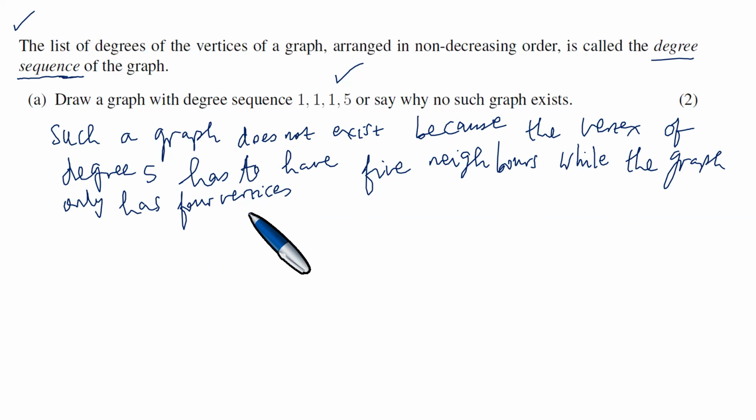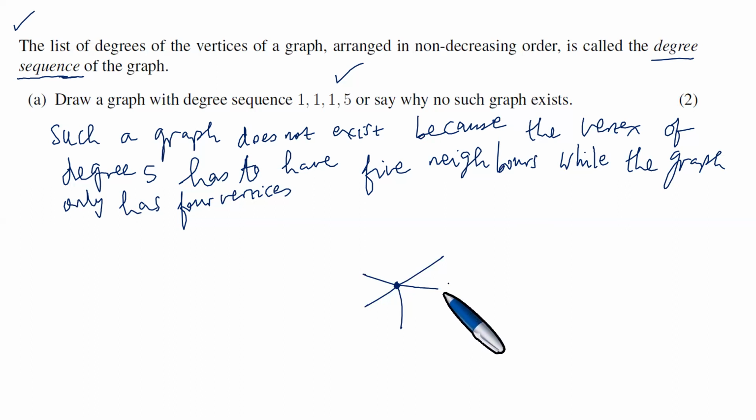What is the meaning of the description here? Somebody can try to draw the graph and see the kind of challenges you're experiencing. Because if you're supposed to have a vertex of degree 5, then you have a vertex here, it must be of degree 5. But we can't draw so many edges here because such a graph does not exist: the vertex of degree 5 has to have 5 neighbors, while the graph only has 4 vertices.